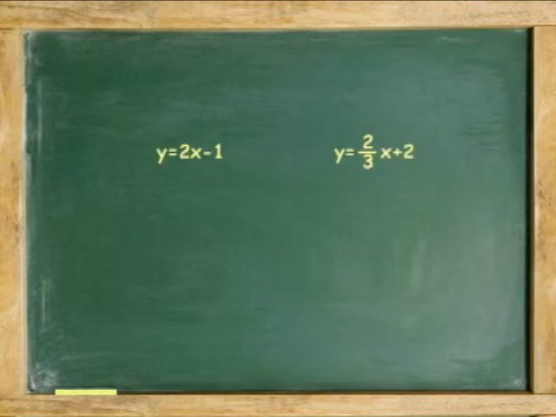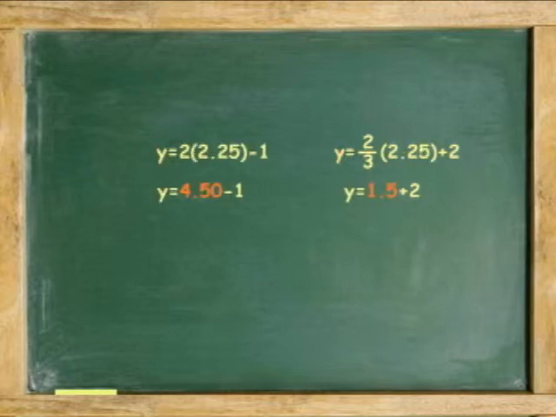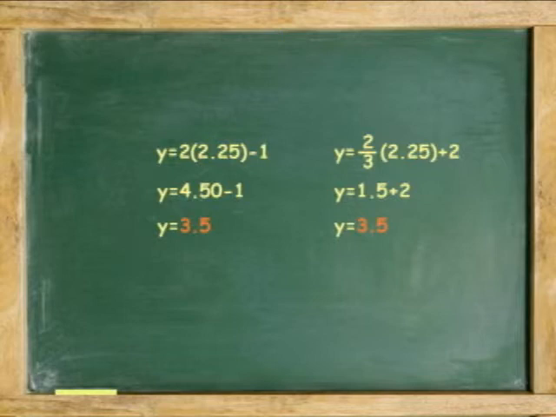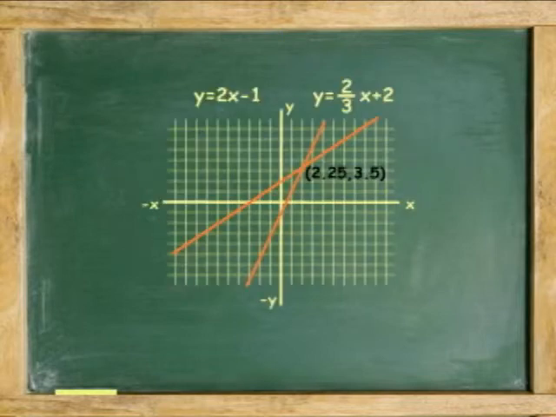Now, to find the y value of the equation, go back to either of the two original equations. Substitute the value of x and get the value for y. Multiply the parentheses. Subtract. The exact point where the lines cross is 2.25, 3.5. Any system of equations can be solved by substitution.